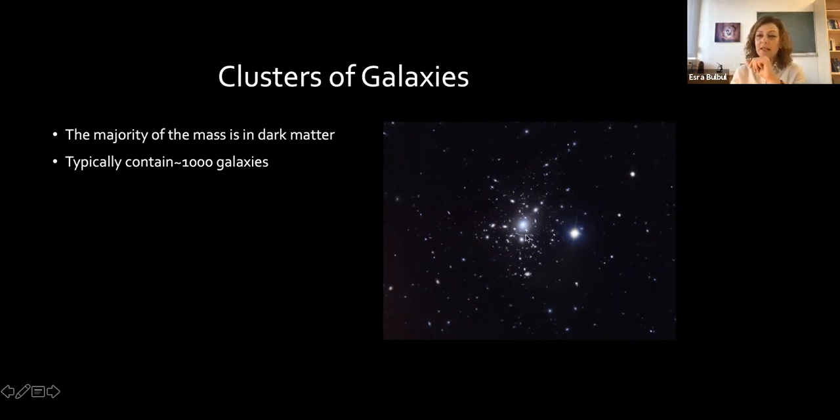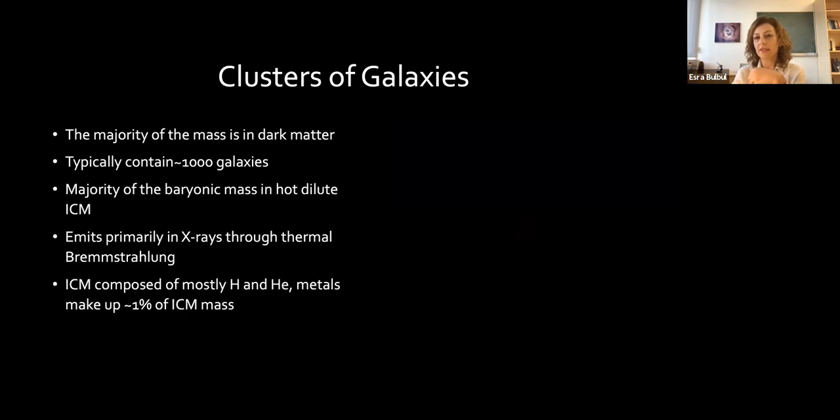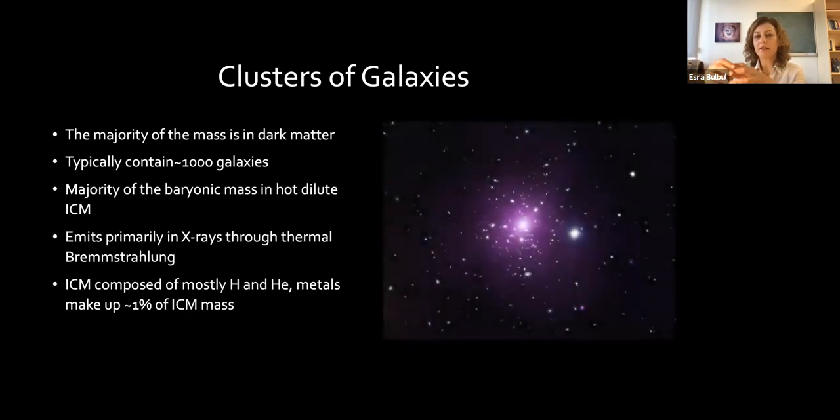But these galaxies, as I was saying, do not constitute the majority of the mass. So 85% is in dark matter, a few percent of the mass is in galaxies, and the rest, 13% of their mass, is distributed in a space between these galaxies. And that is what we call hot intracluster medium.